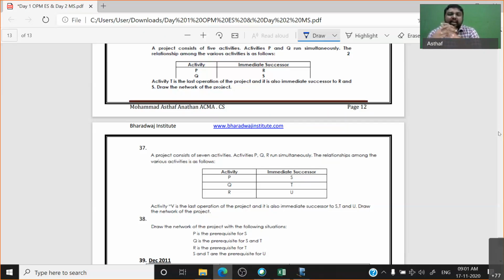Most of the areas in operations management we have covered. Now only a few areas are left: queuing, scheduling, and then forecasting. Forecasting is important for your exam. So those areas we will discuss in the evening session. Hope to meet you all in the evening.